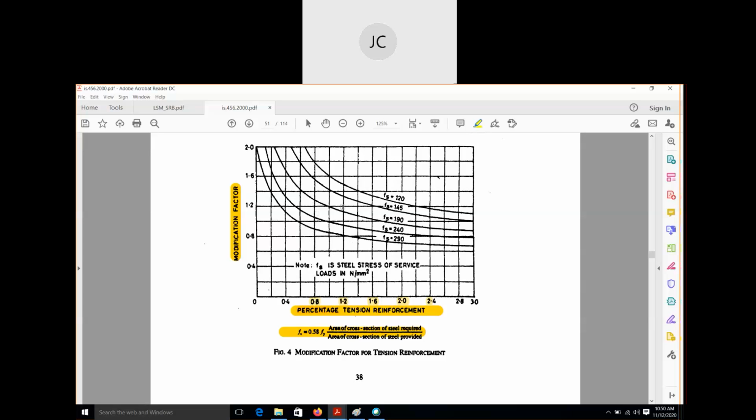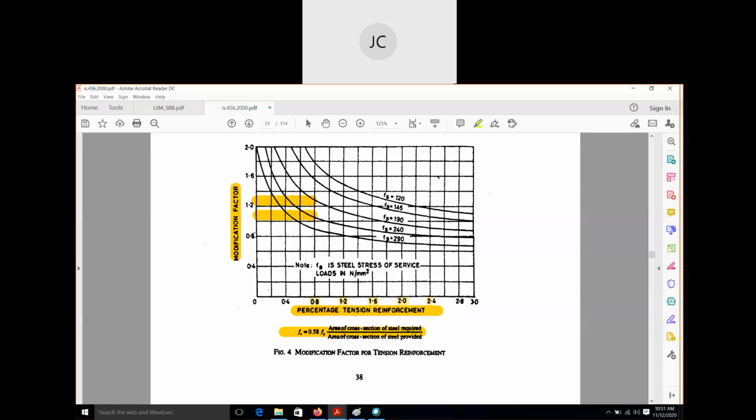For Fs equal to 190, you can see this is the point at which it is intersecting at 0.8. For this point, what is the value of K? You can find it from here, corresponding to this point, you can find the K value. Similarly, for 240 also, this is the point at which it is intersecting. For this one also, you will get another value.